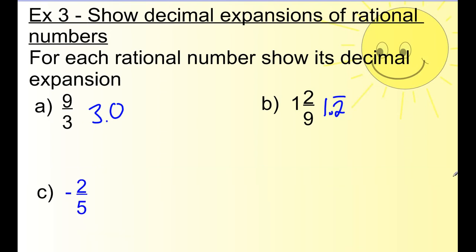Go ahead and try this one, letter C. So -2/5, try to write that as a decimal. Pause the video if you need to. When you're ready to continue, hit play, and we'll go through it together. Alright, so what you should have, let's see, if you do a long division or divide on the calculator, you're going to get a negative 0.4.